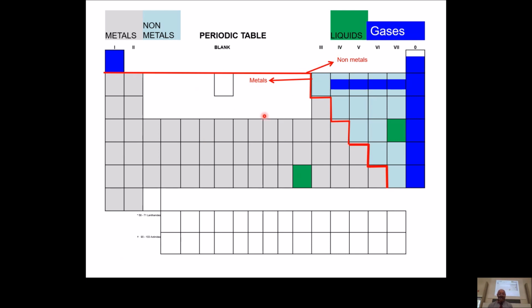And then you can see I've shaded in where the gases, liquids, and solids are. Right? Gases, liquids, and solids. I've also shaded everything to the right of this line. I shaded in light blue. See here? Everything to the right of the line is non-metals. All of this. Everything that's blue or green is a non-metal.